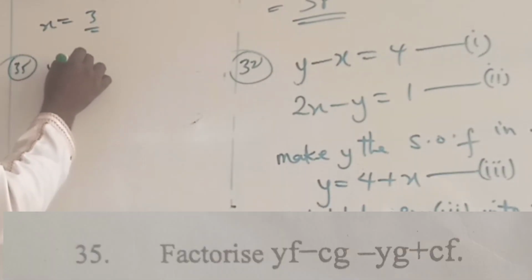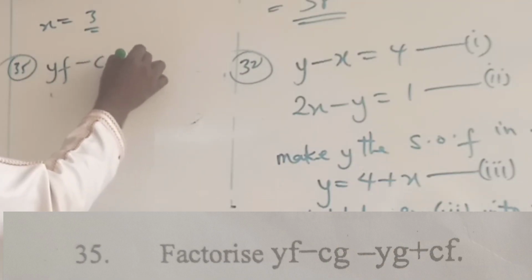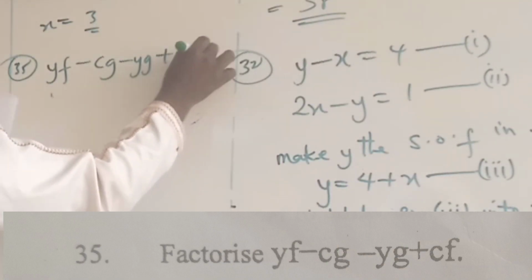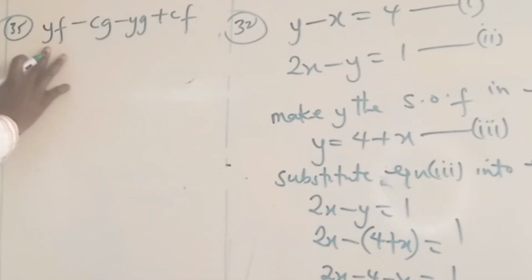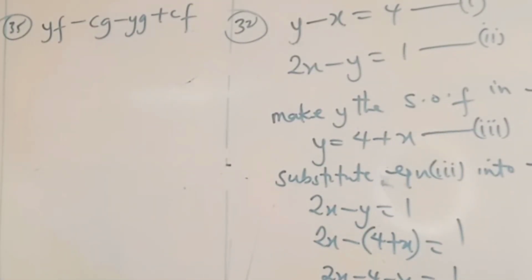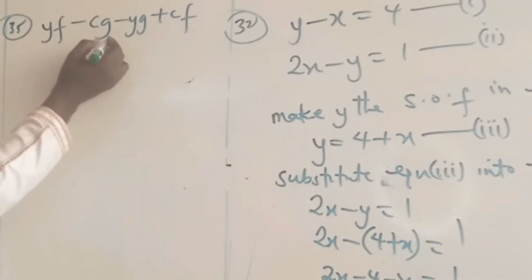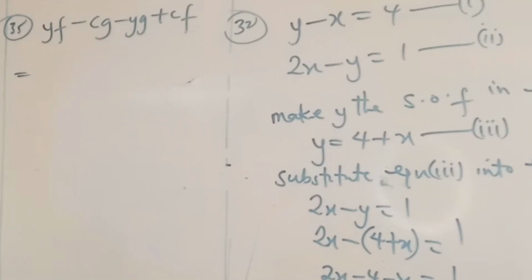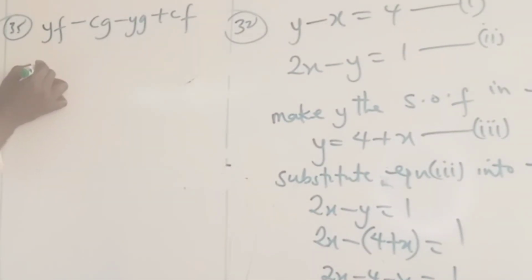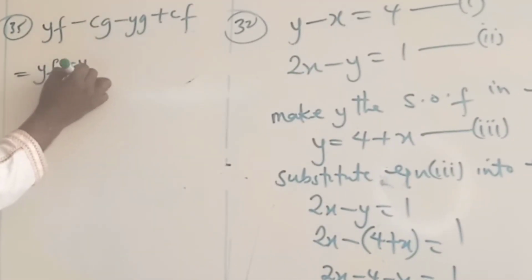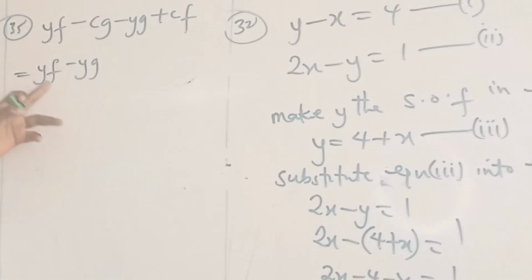35. Factorize yf minus cg minus yg plus cf. Here, you are asked to factorize this. And when you're factorizing, you notice that the first two terms here, we don't have anything in common. Right? Do we have? No. So in that case, we are going to rearrange. When you rearrange, you have to be very careful so that you don't waste your time. So let's bring them together, there's y here, there's y, so that we have yf minus yg. Don't forget, the sign will not change here because we are not crossing the equation sign, right?